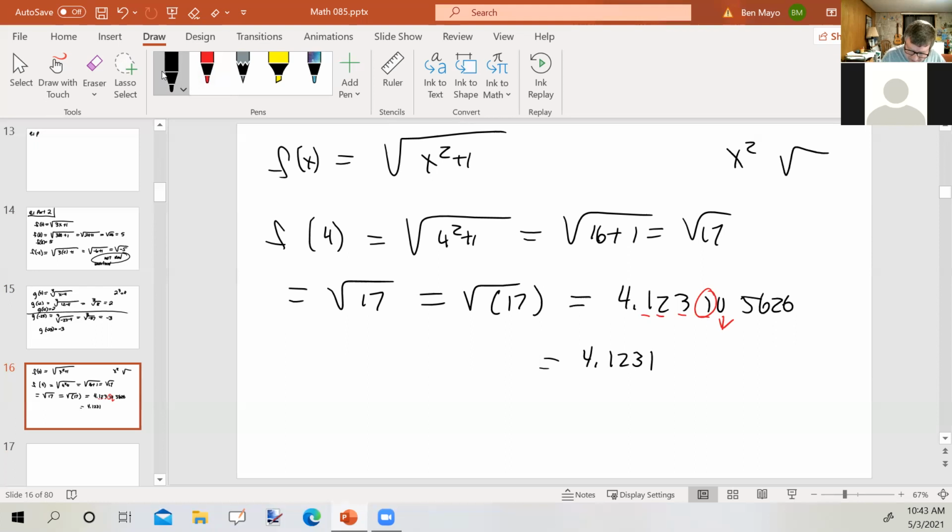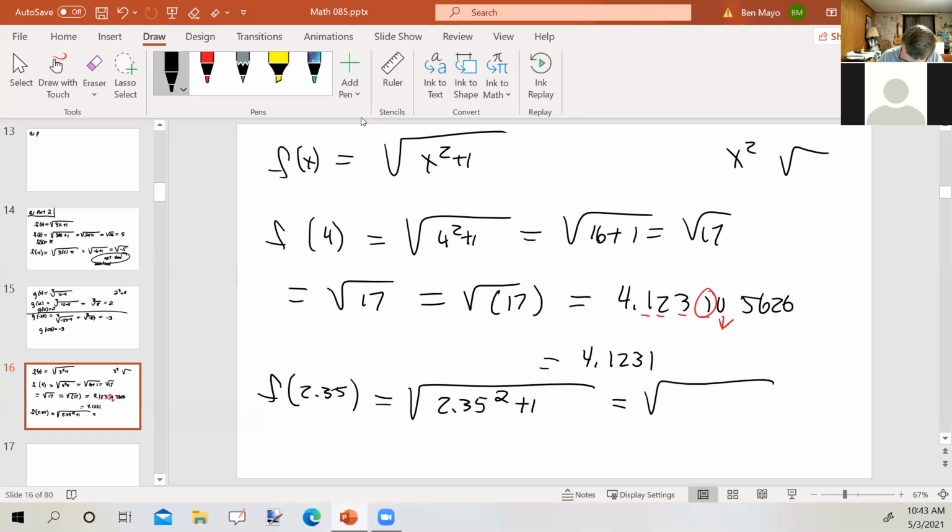Let's, using that same function, let's find f of 2.35. So that's going to be the square root of 2.35 squared plus 1, which is, let's see here, 2.35 squared is 5.5225, and then plus 1 would be the square root of 6.5225.